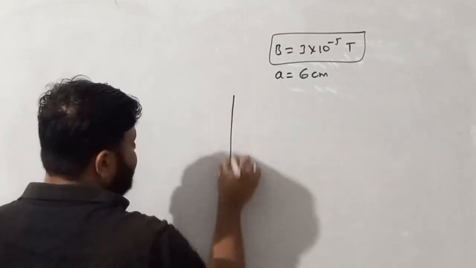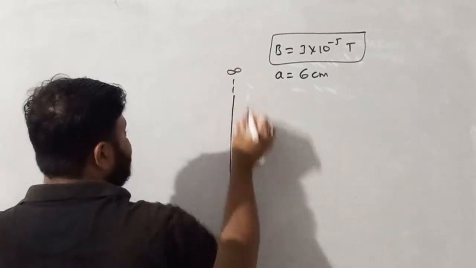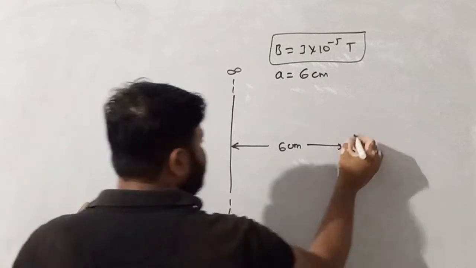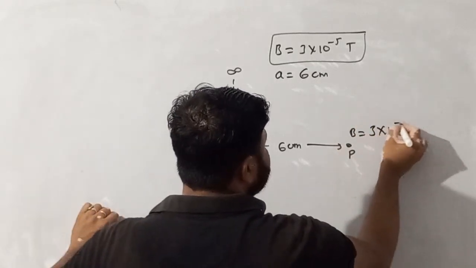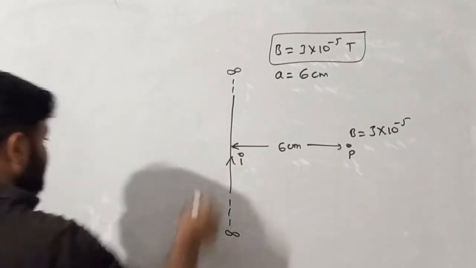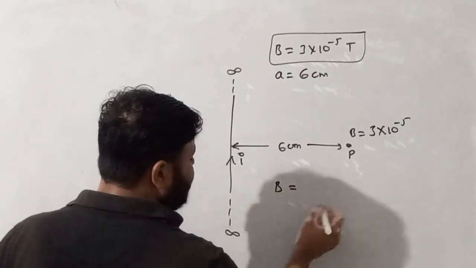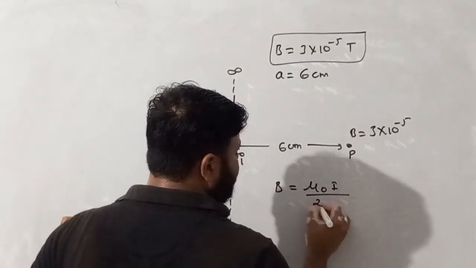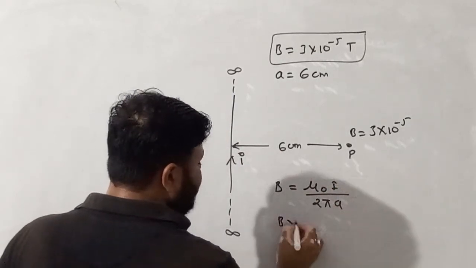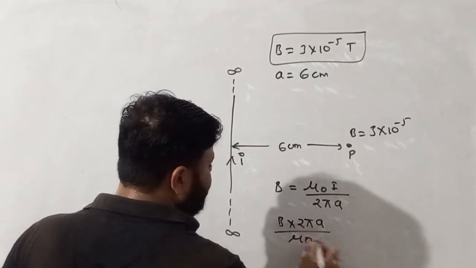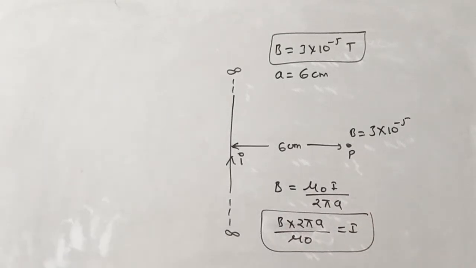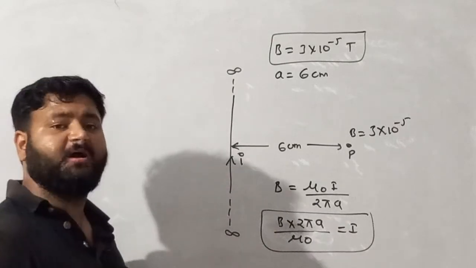So see my dear student, they are saying we have an infinitely long wire. There is a point which is 6 centimeter apart from this wire. At this point, the value of magnetic field is 3 into 10 raised power minus 5. So they are asking what is the value of current in this wire. So if wire is of infinite length, we know that magnetic field B is equals to mu naught I by 2 pi a. We have to find I. So B into 2 pi a divided by mu naught is equals to I. This is the formula for finding the value of current in this current carrying infinitely long wire.